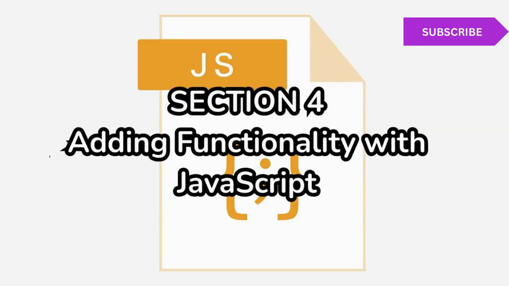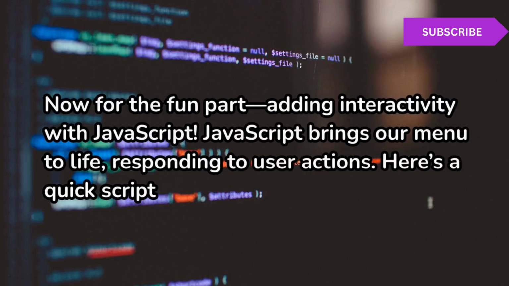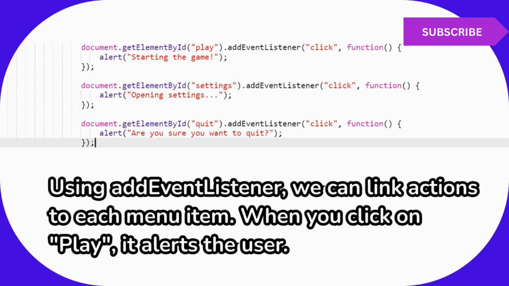Section 4. Adding functionality with JavaScript. Now for the fun part, adding interactivity with JavaScript. JavaScript brings our menu to life, responding to user actions. Here's a quick script. Using addEventListener, we can link actions to each menu item. When you click on play, it alerts the user. Of course, you would replace these alerts with your actual code or modal functions later on.